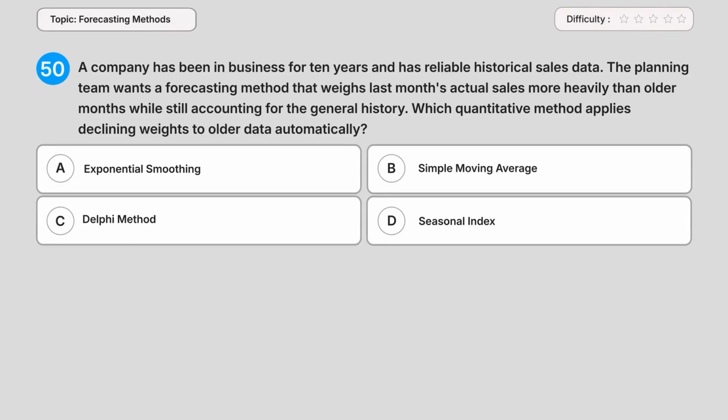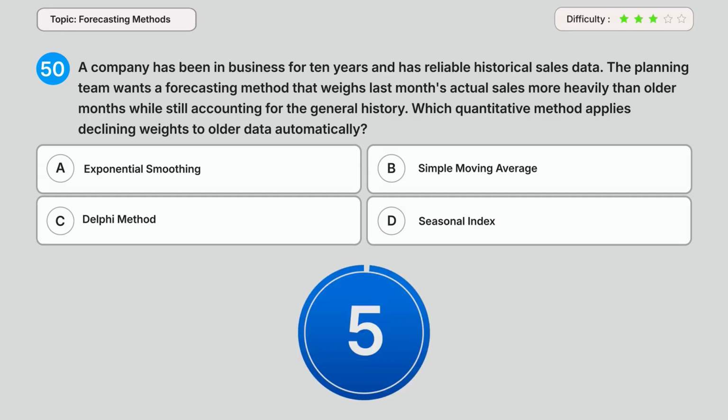50. A company has been in business for 10 years and has reliable historical sales data. The planning team wants a forecasting method that weighs last month's actual sales more heavily than older months, while still accounting for the general history. Which quantitative method applies declining weights to older data automatically? A. Exponential smoothing. B. Simple moving average. C. Delphi method. D. Seasonal index. Can you guess the answer?